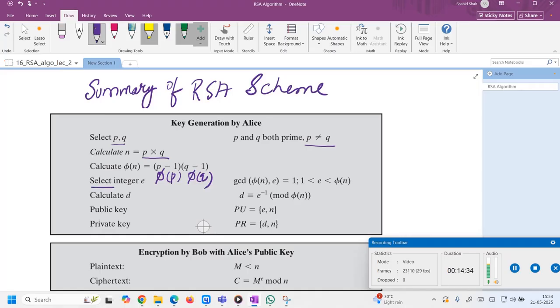Then select integer E. How to select it? The condition is that the GCD of phi of n and E should be equal to 1. Then calculate D, by taking E inverse in modulo phi of n. Then your E, n forms the public key, your D, n forms the private key.